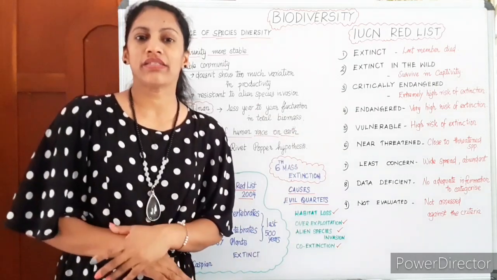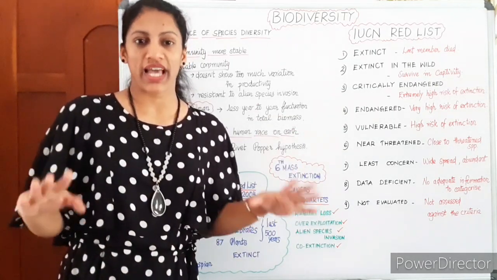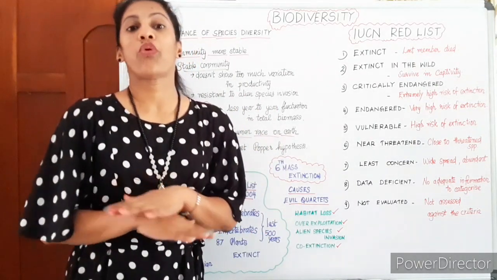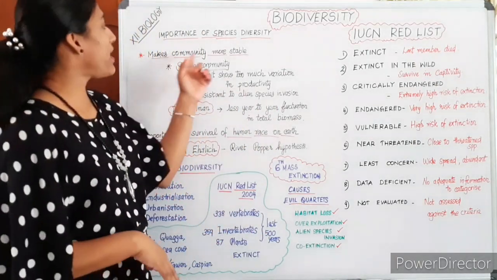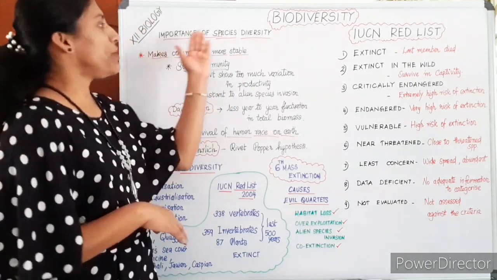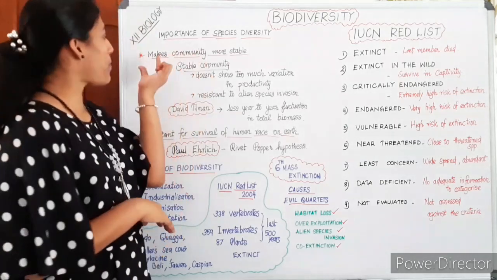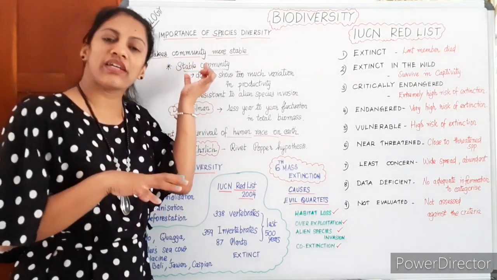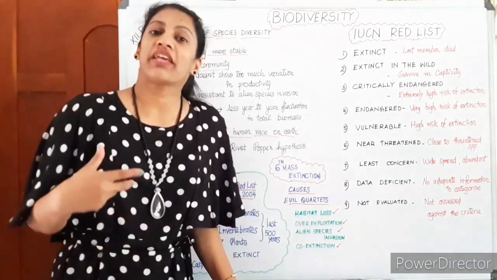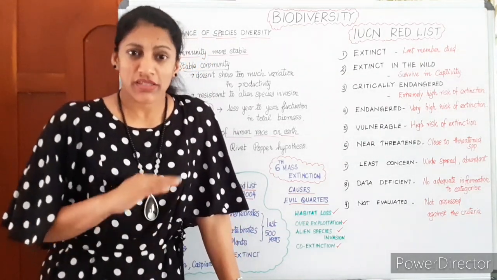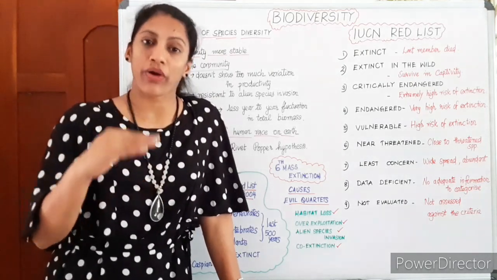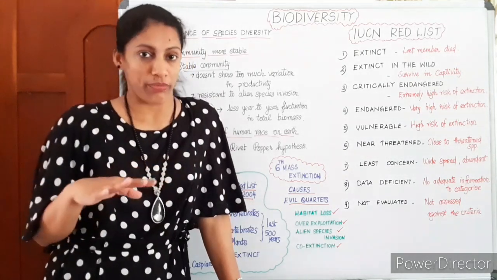Many scientists have experimentally proved that species diversity makes the ecosystem more stable. What is meant by a stable ecosystem or a stable community? That means the importance of species diversity. The first point to discuss: it makes the community or ecosystem more stable. What is meant by a stable community? That means the fluctuations are less. Productivity, biomass, everything is almost in equilibrium.